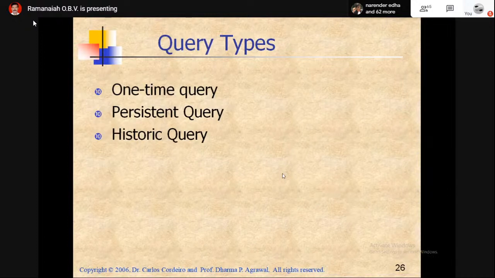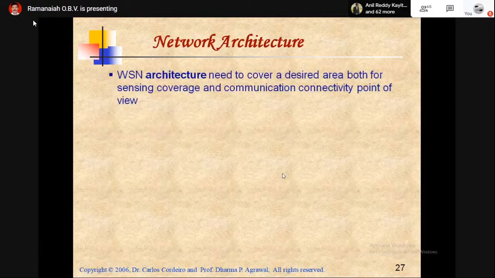So for historic queries, the cluster heads have got the role to apply in-network processing or data aggregation and accordingly send a summarized value or processed information to the base station. So this is about 3 types of query. This is missing in the PPT. You can add it. So now network architecture.